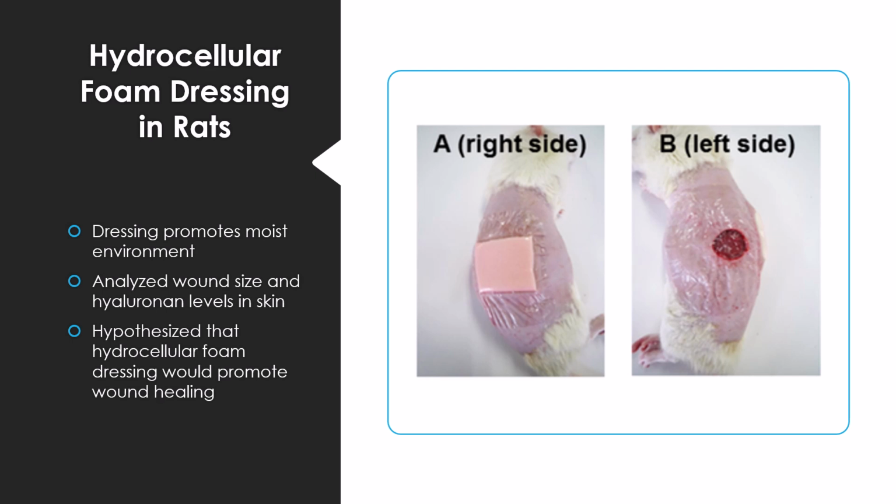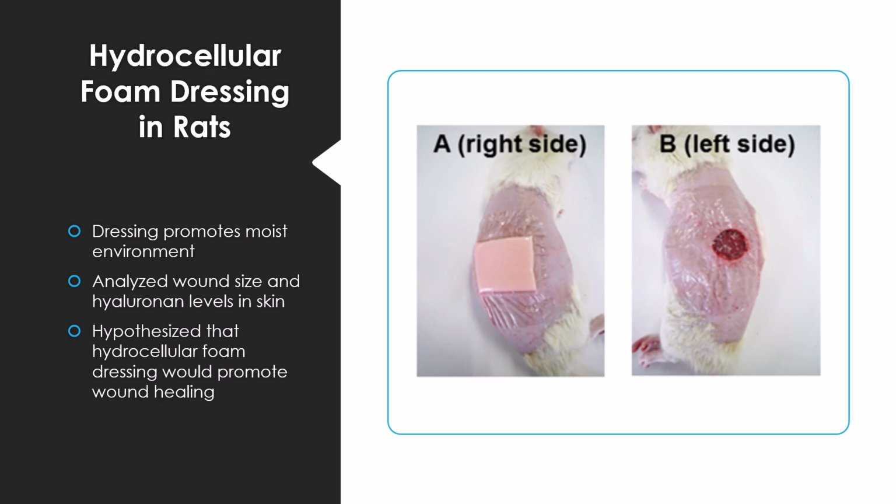Hydrocellular foam dressing is a popular way to cover wounds in the medical world today. It promotes a moist wound environment for better healing and prevents outside contaminants from interfering. There was a study done to analyze wound healing in rats. The amount of hyaluronin in the skin at the site of the wound was measured, and some of the rats had hydrocellular foam dressing over the wound, and some just had the film dressing.